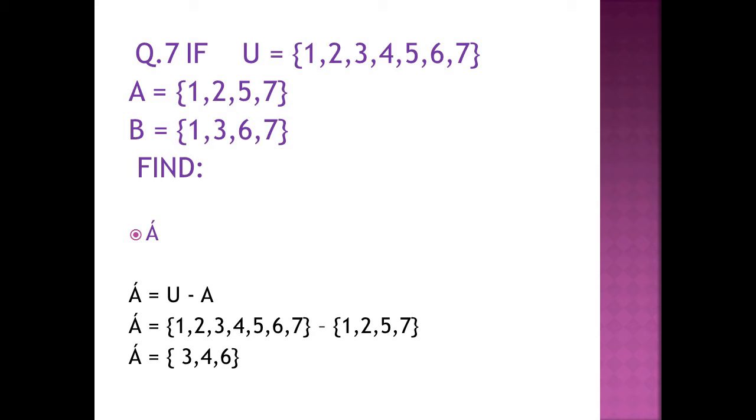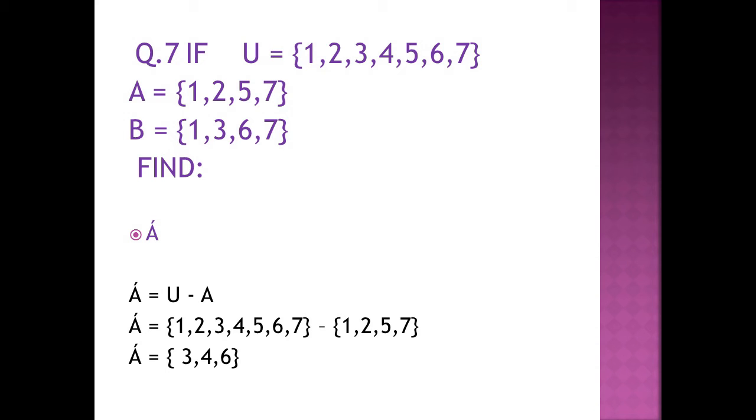Question number 7. If U is equal to {1, 2, 3, 4, 5, 6, 7}, U is the universal set and it contains all the elements of A and B. Find A complement. This is A complement. Question number 1 is A complement, A bar. A complement is equal to U minus A.